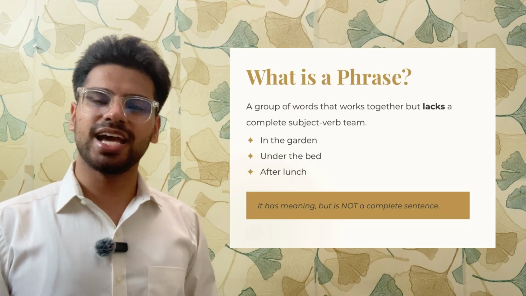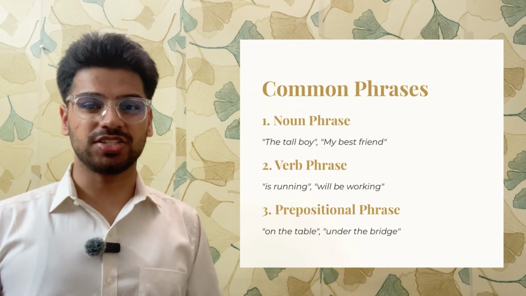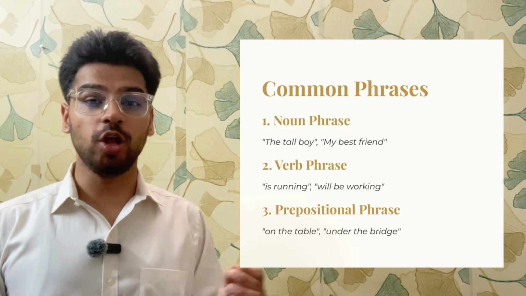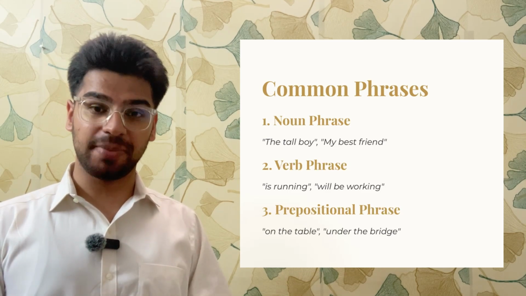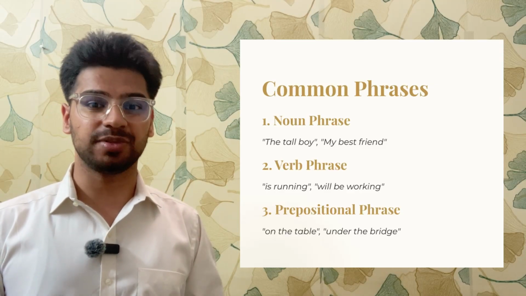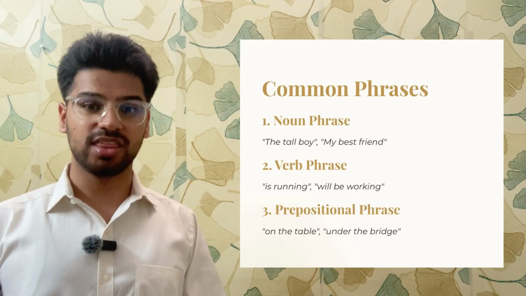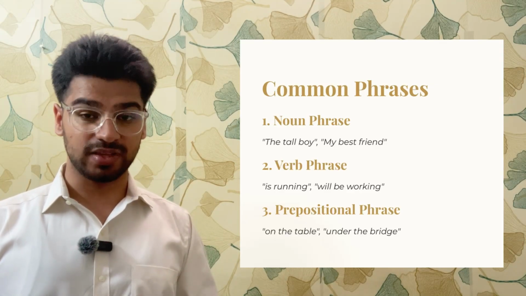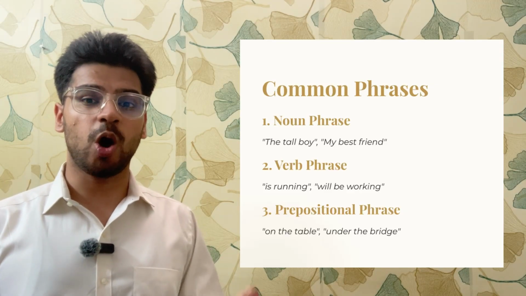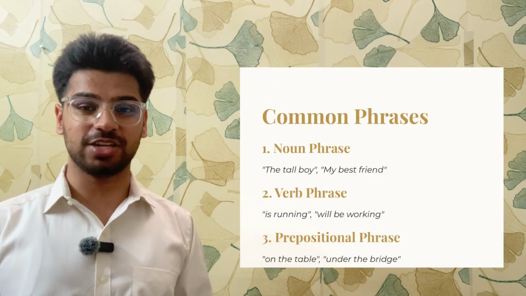Now, let's understand types of phrases. Let's see some common phrases. First, noun phrase. It acts like a noun. Example: the tall boy, the red car, my best friend. Verb phrase. It acts like a verb. Examples: is running, has been studying, will be working. Third, prepositional phrase. It begins with a preposition. Examples: in the room, on the table, under the bridge. So we are done with part 5 of the video as well.